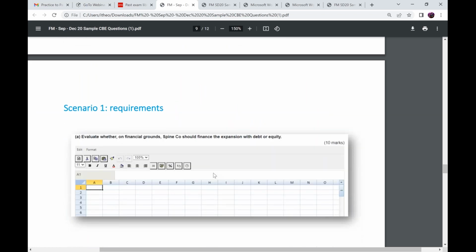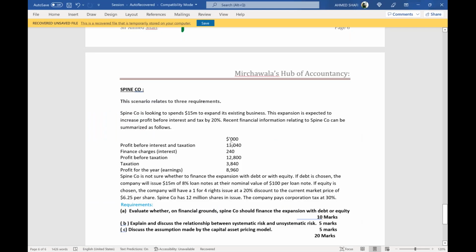Okay, so 10 marks: evaluate on financial grounds whether Spine should finance the expansion with debt or equity. Reading the question from here now to mark the things as well.